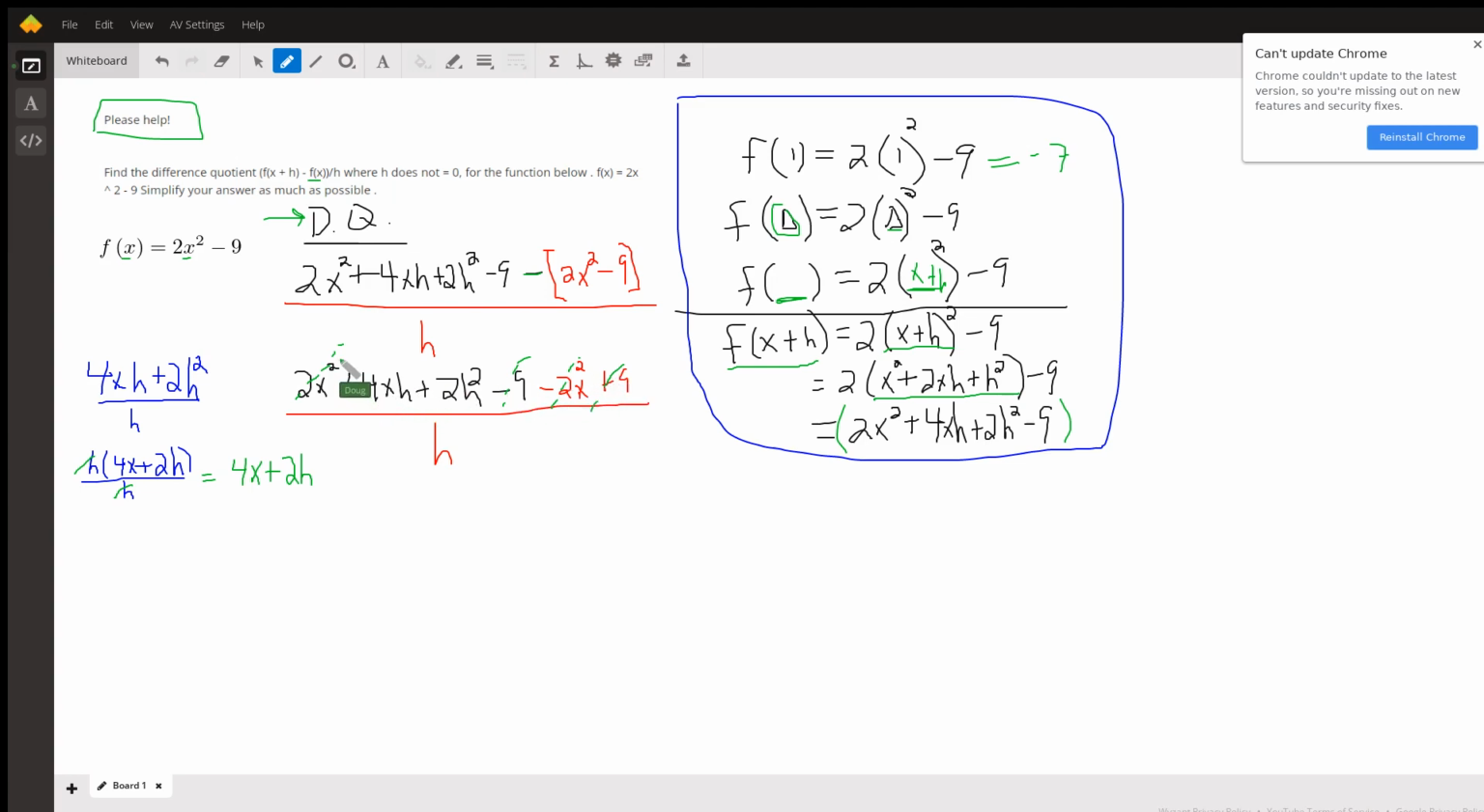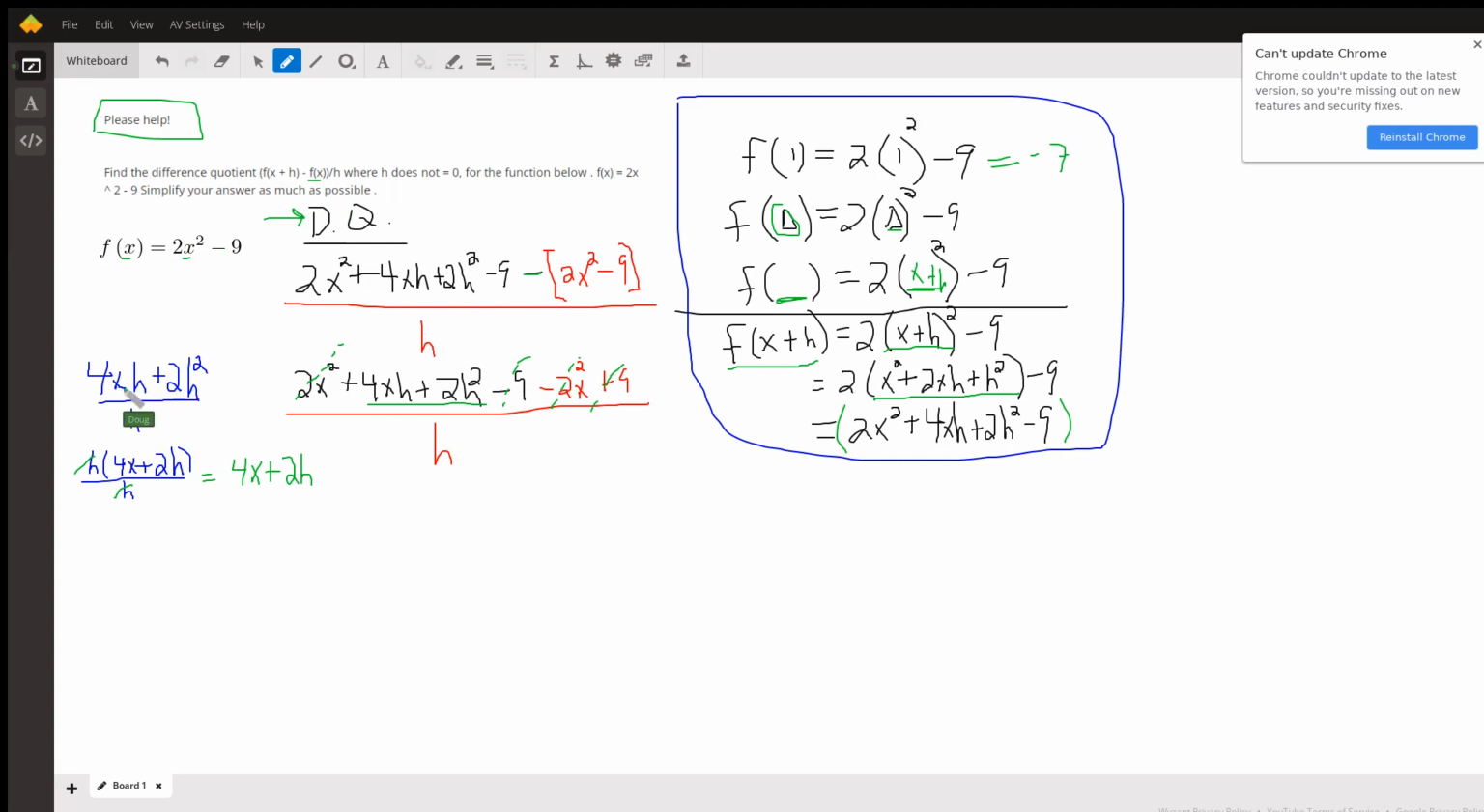And now what happens in the numerator is the 2x squared and the minus 2x squared combine to 0, the minus 9 and the plus 9 combine to 0. And we're left with these two terms, 4xh plus 2h squared in the numerator over this h in the denominator. That's the definition of a difference quotient.